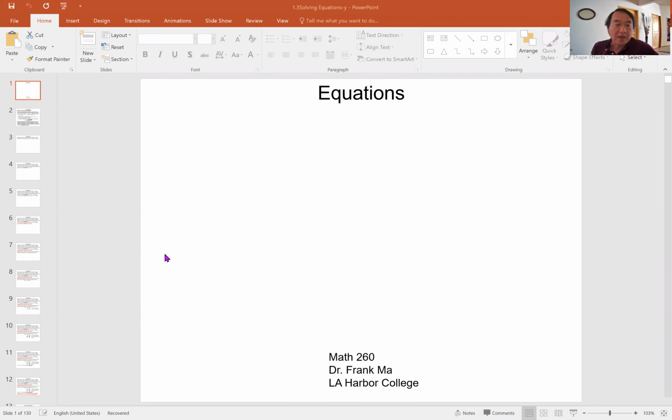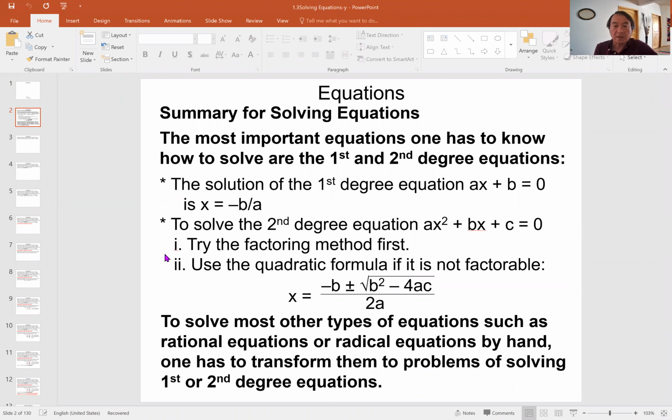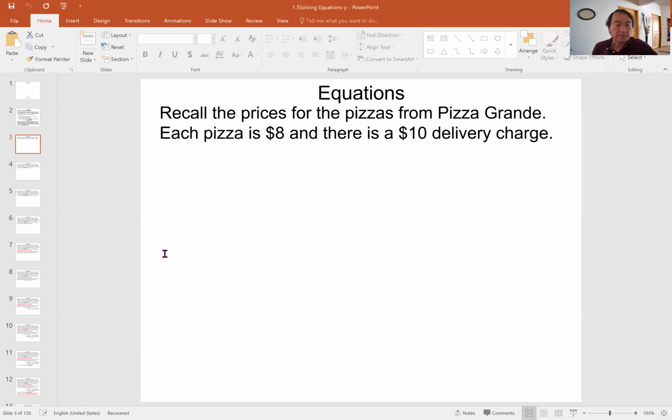Here is a summary of what we are going to talk about, the highlights of these sections. This is a very important section, and here's the summary. We're going to review how to solve second degree equations. We're going to define what equations are, and then we're going to look at other types of equations and the technique of converting them into first and second degree equations. Examples.